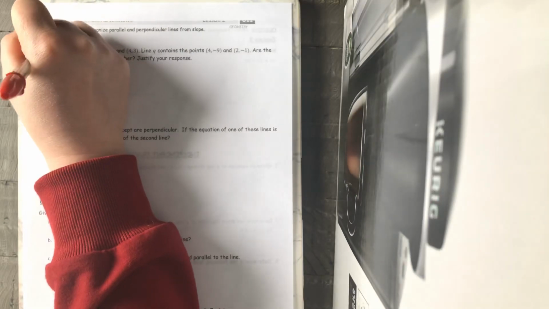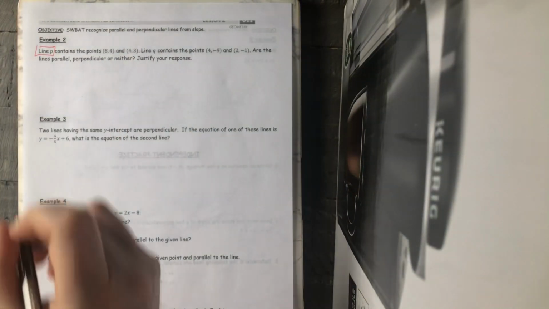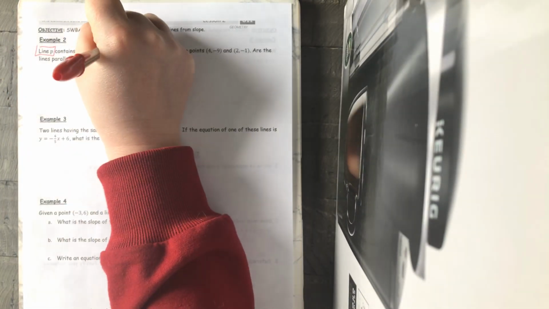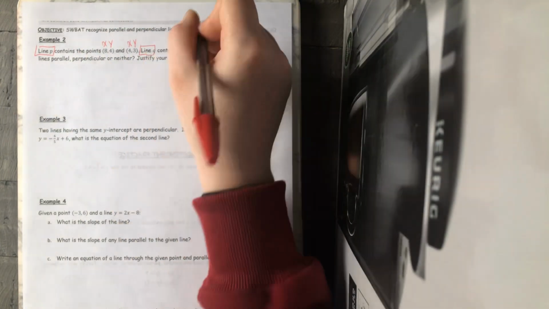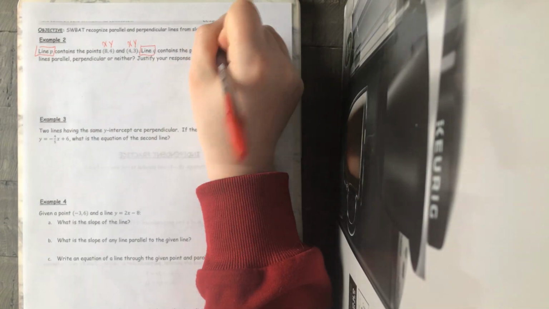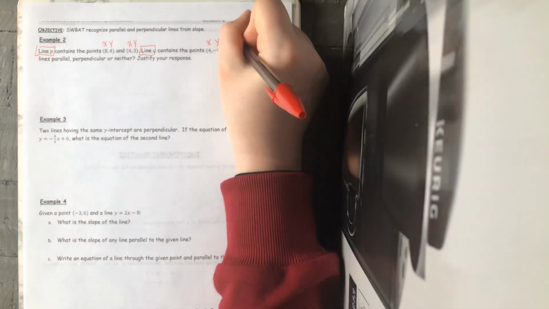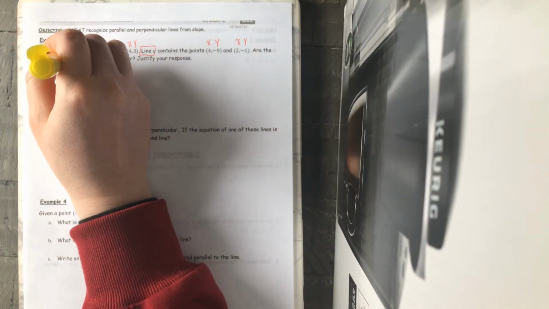So I know that line P contains x, y, which is 8, 4, and again my x, y, which is 4, 3. Line Q, my second line, has the points x, y, which is 4, -9, and x, y, which is 2, -1. And then again, it's asking you if the lines are parallel, perpendicular, or neither.